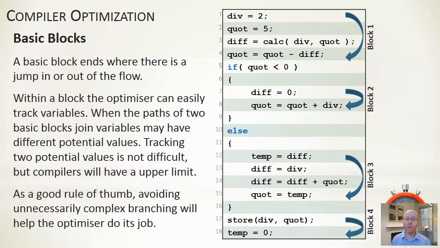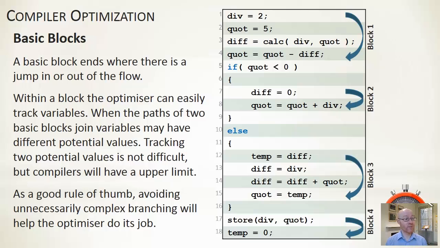So as a general rule of thumb, and one that actually would serve you well, avoid unnecessarily complex branching in the code that you write. Sometimes it may be necessary and there's nothing you can do about it, that's just unfortunate. But if you can write it in a way where there is a simpler branching structure to it, it means that we are maximizing the probability that the compiler, the optimizer, will be able to apply optimizations to the code that we have written.